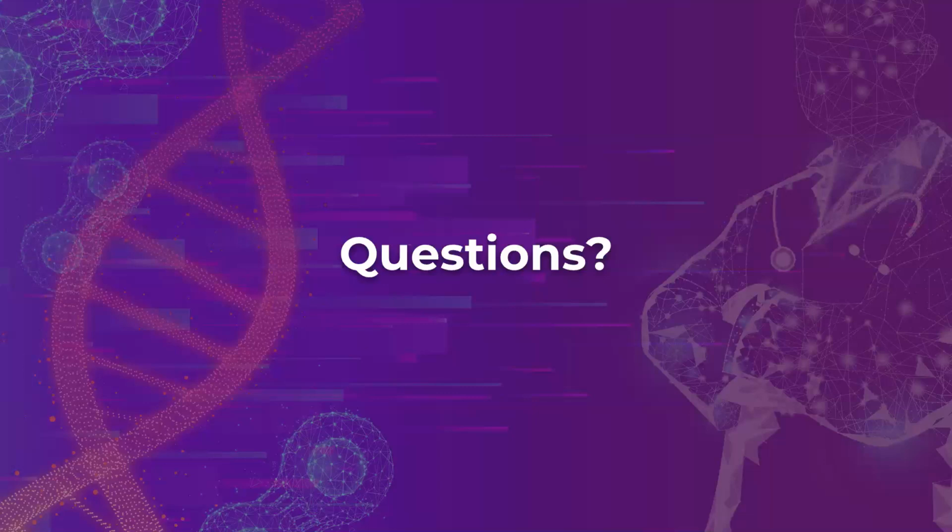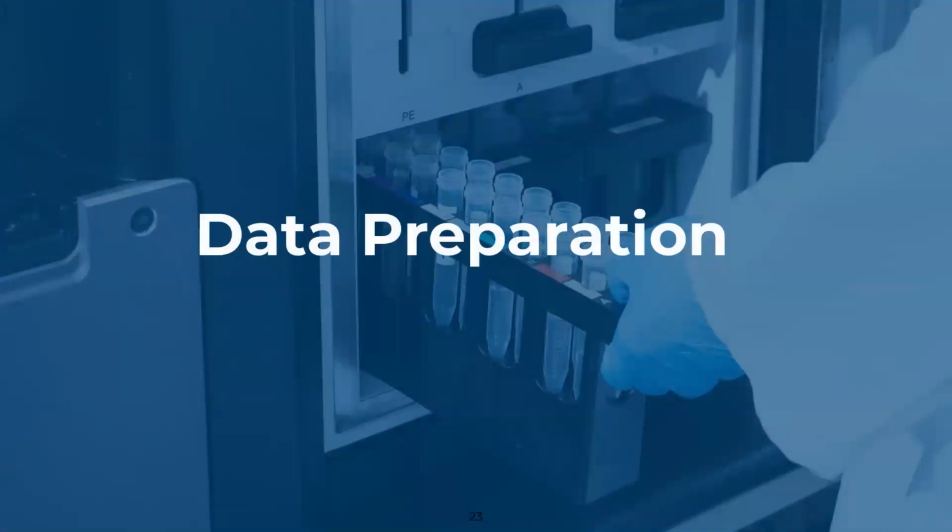All right. Well, I guess we're going to talk a little bit about data preparation now, if there are no further questions. We're going to start a little bit with Sanger sequencing, which is a first-generation sequencing method. And then we're going to discuss Illumina.